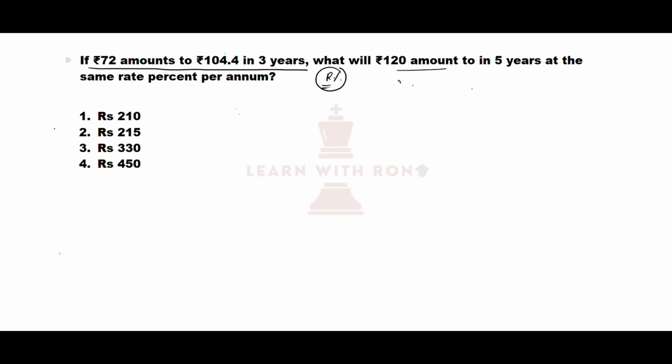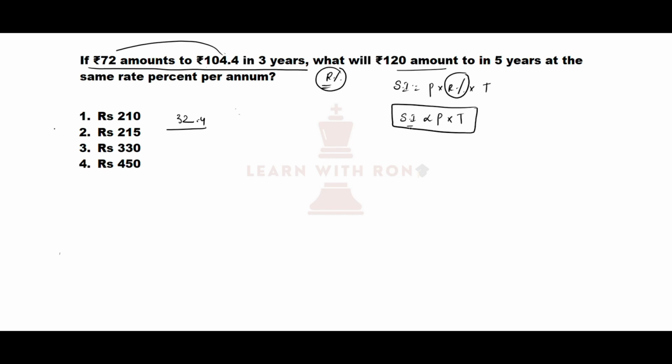See here, we know that simple interest is equal to principal into rate of interest into time, right? If the rate of interest is constant here, we can simply write that simple interest is directly proportional to principal into time. Okay. Now see here, what is the simple interest in the first case? 104 minus 72: 4 minus 2, 2; 10 minus 7, 3; so 0.4. Simple interest in the second case, we need to find.